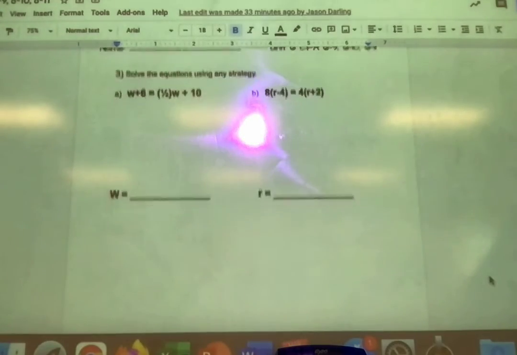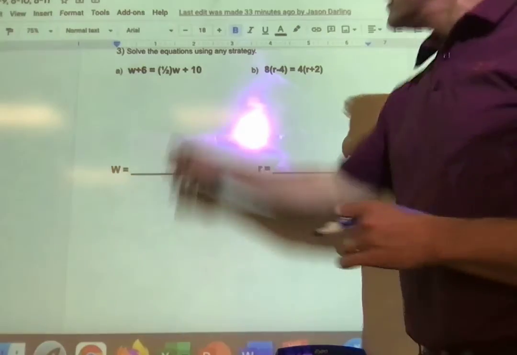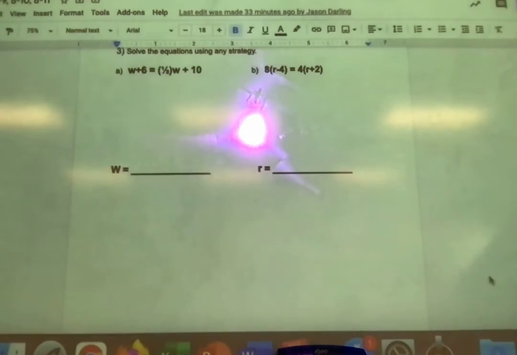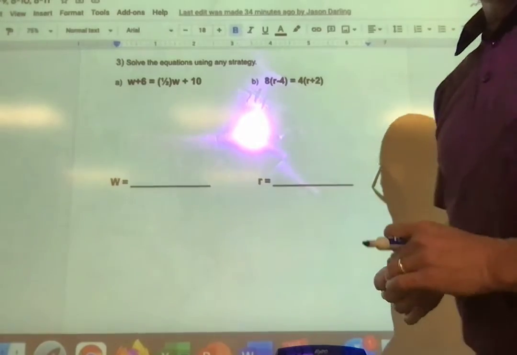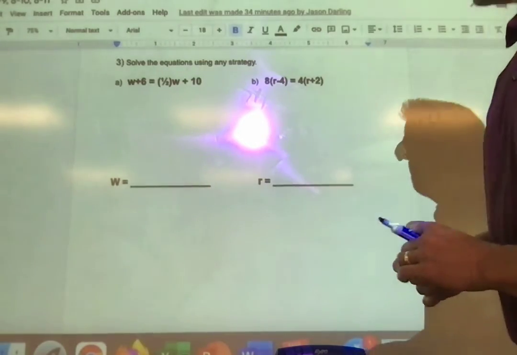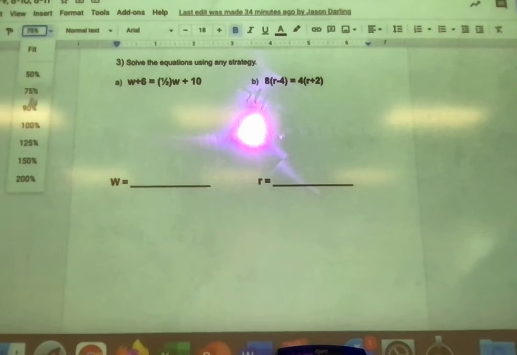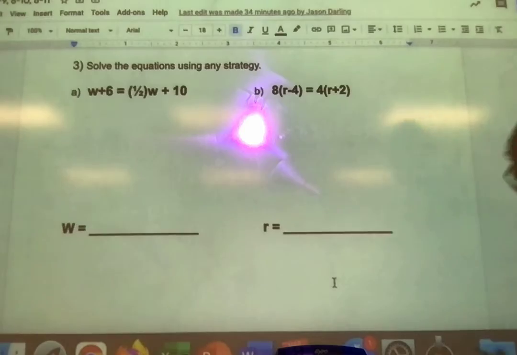All right, so this was from lesson 611, and on 611, we are solving the equations using any strategy here that we'd like. We'll probably just use the traditional way when you start getting fractions and you have to distribute. A lot of times that's what you'll do. All right, go ahead and enlarge this again.